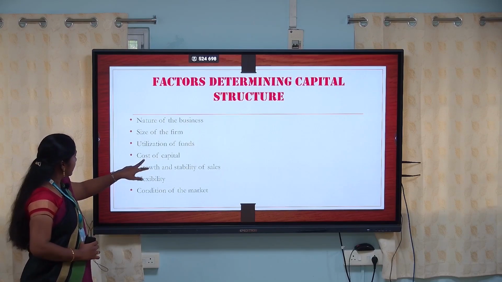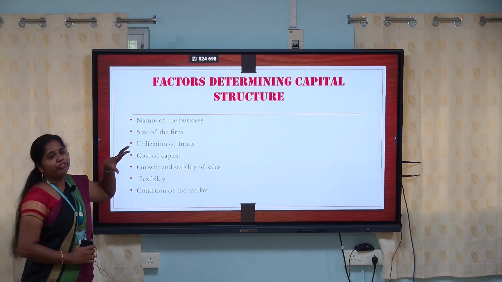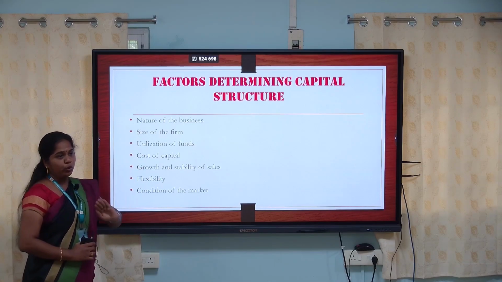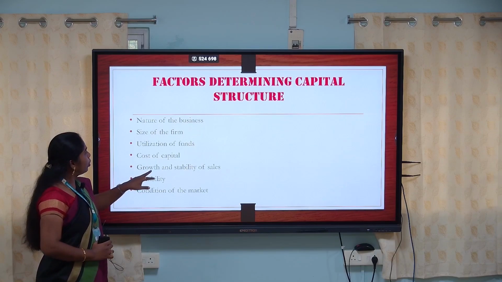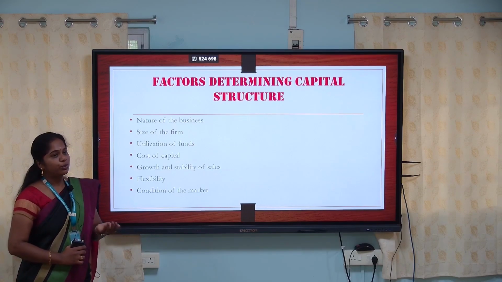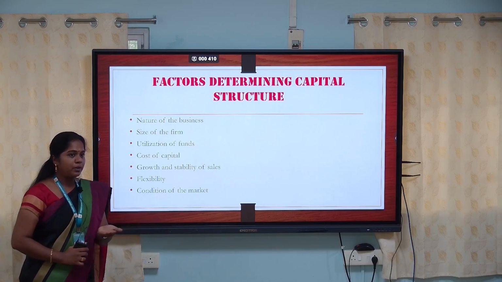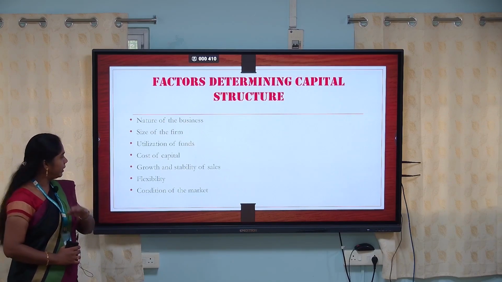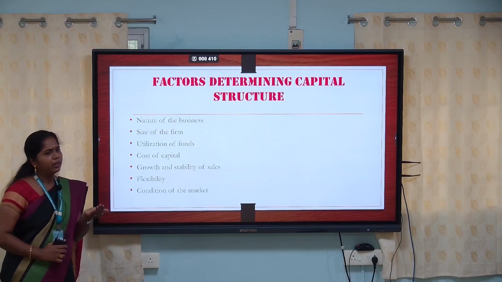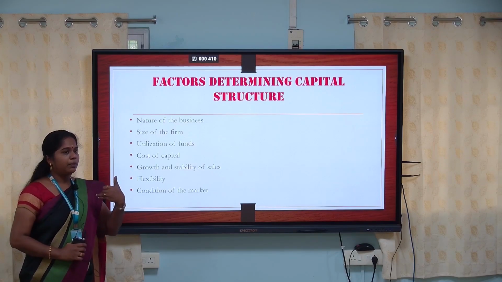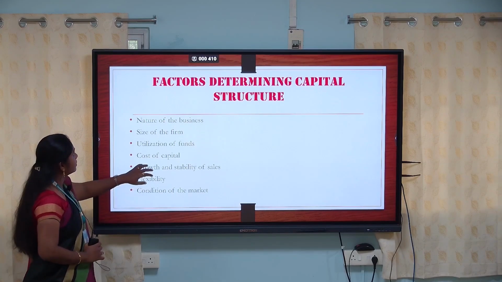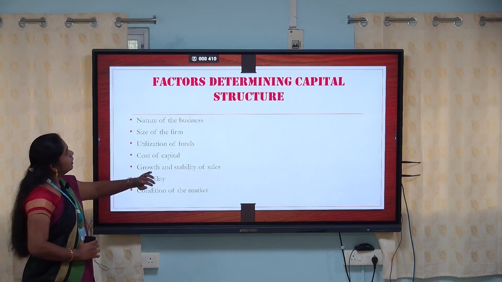As we discussed in the earlier slide, cost of capital: cost of obtaining funds should be lesser, which means only that structure will be good, otherwise it is not a good structure. And growth and stability of the sales, similar to what I told you, like ice cream, wool and clothes. Such kinds of products do not have proper sales on all 365 days; it goes up and down. Then flexibility and condition of the market: sometimes the market will be high and sometimes the market will be low. Based on that, our accumulation of funds in a capital structure will be influenced. So these are all the factors influencing a capital structure.